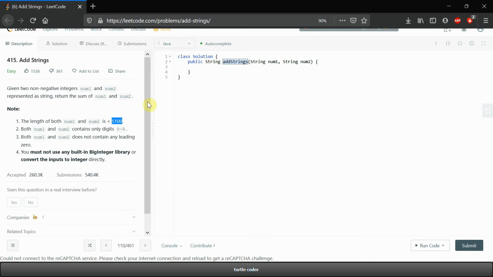I would have done it like this: BigInteger one equals new BigInteger num1, and that's the second BigInteger, num2, and what we can do is one dot add two dot toString would be my answer ideally. So let's try to run this one.